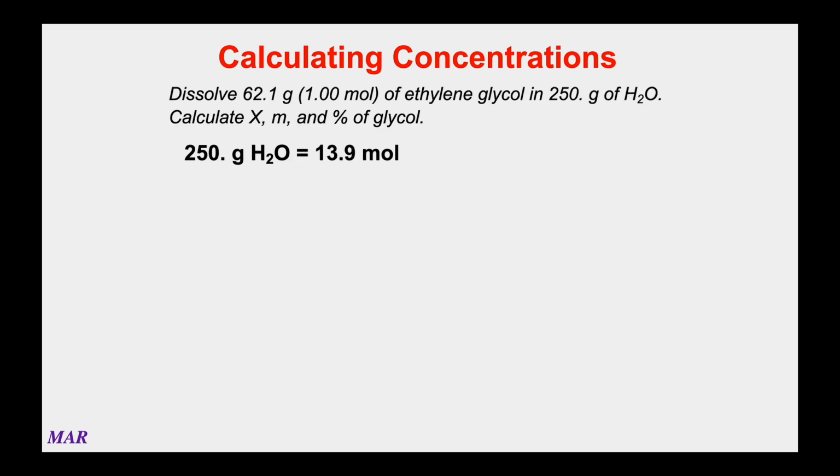First thing we're going to do, turn the grams of solvent into moles of solvent. 250 grams of water divided by 18.02 grams per mole, the molar mass of water. We're going to get the moles of water, which is about 13.9 moles. 3 sig figs in, 3 sig figs out, all that kind of stuff. Now we should have all the pieces we need to find mole fraction, which, by the way, gets that little chi, that little X symbol right there. Molality, which is the little m, as well as weight percent or mass percent of the ethylene glycol.